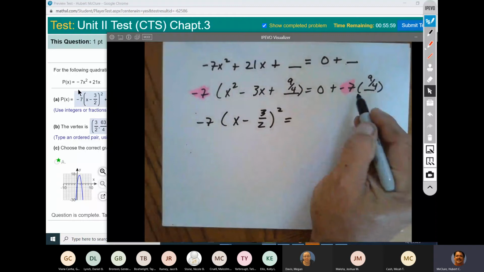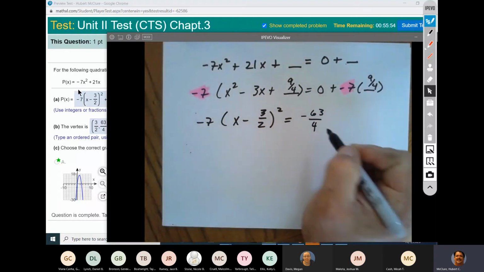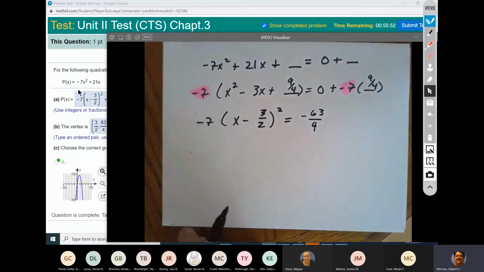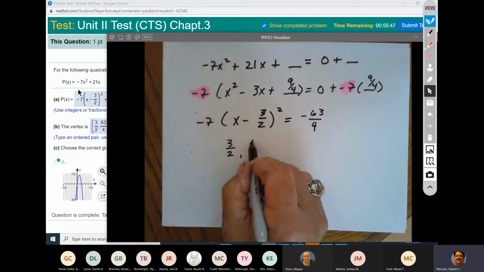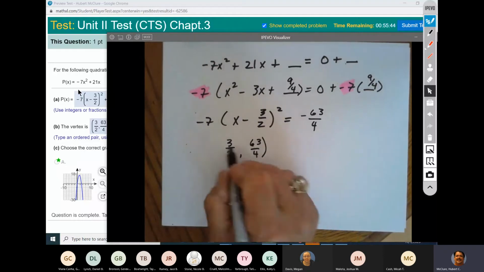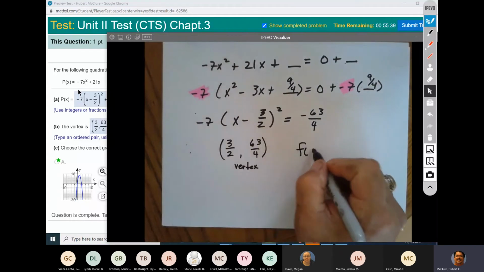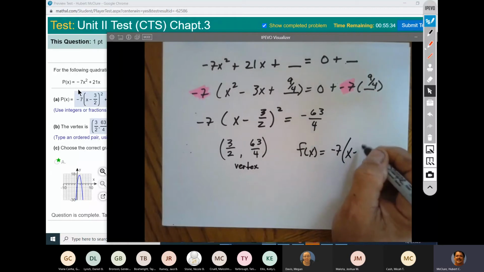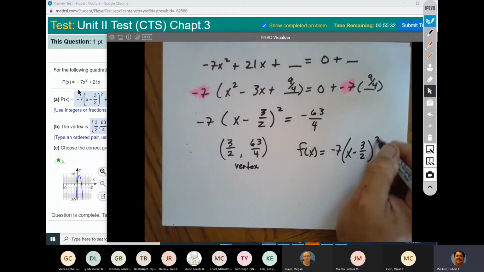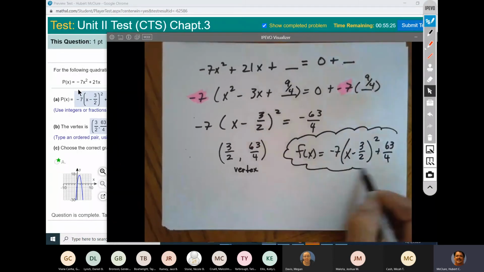And this is going to be -63/4. And our vertex is 3 halves and 63/4. F of x is equal to -7 times x minus 3 halves quantity squared plus 63/4. Now again, that's intercept form. That's something they like.